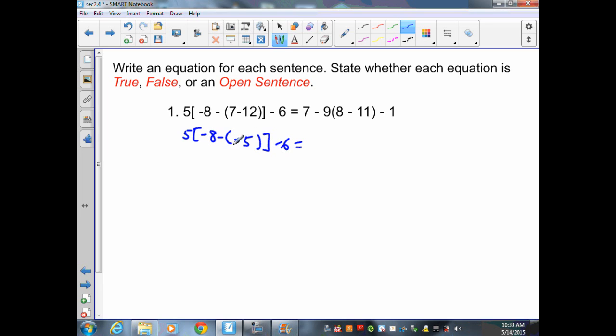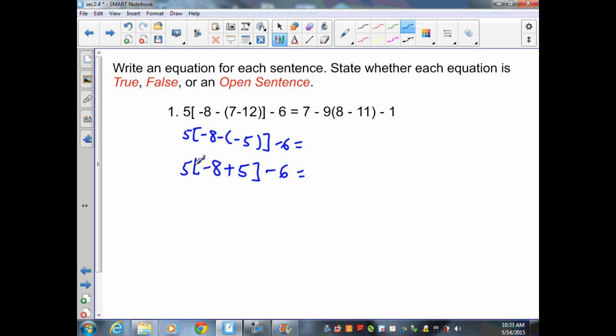Again, let's work on the inside out. So we're following order of operations. Bring down my 5, bring down my bracket, negative 8. And now I'm just going to do a negative and a negative. That's a double negative, which makes that a positive 5. I could simplify at that point, but I'm just going to continue from here. This is going to give me a negative 6, and of course our equal sign.